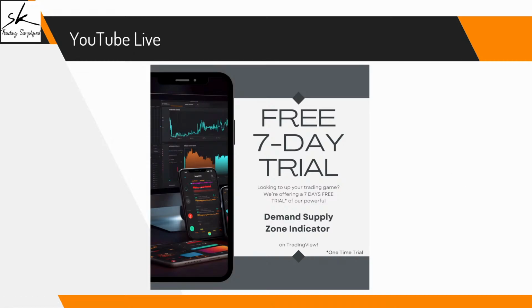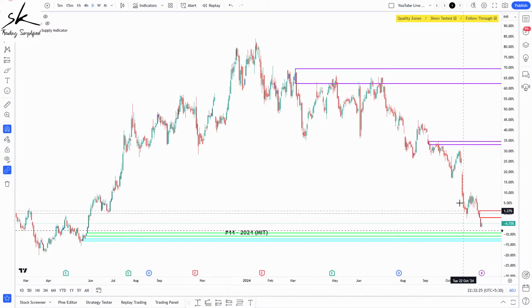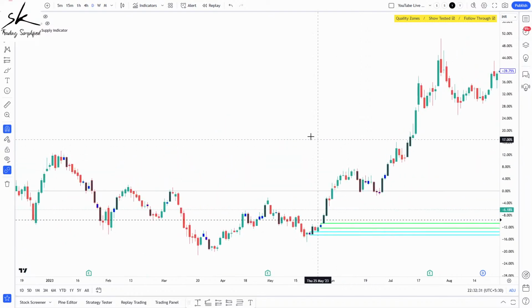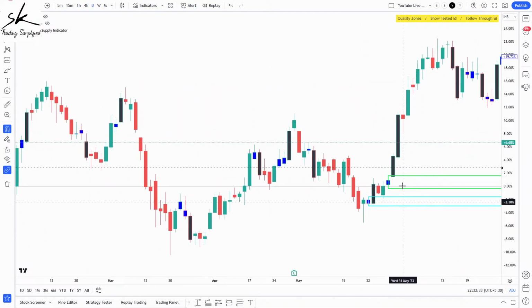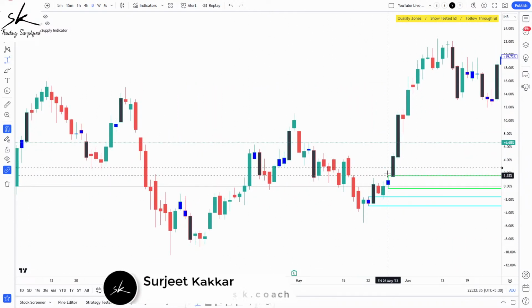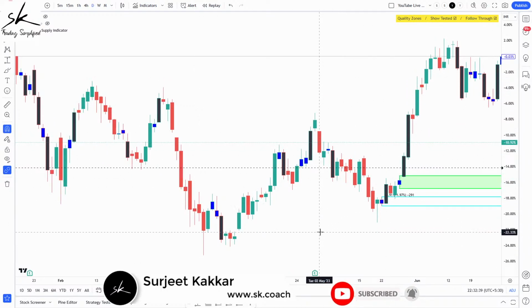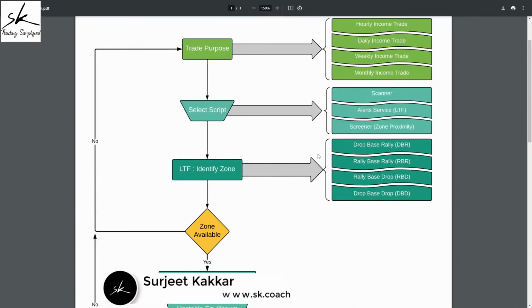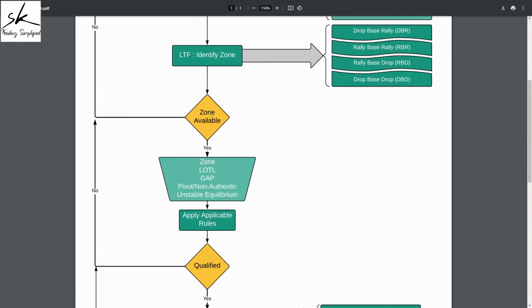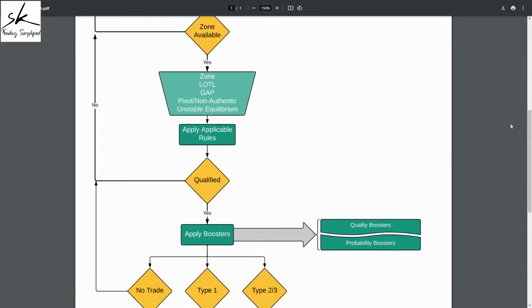All right, so coming back to the chart, because I need to identify zones, you can see that below the current candle, we have a demand zone, which is right here. Like already said, now I don't have to do it. The indicator is automatically doing it for me. So we have identified a zone, which is a rally-based rally. So my step number 3, which was to identify the zone, is already done by the indicator. Do we have a zone available? The answer is yes, we do have a zone available.